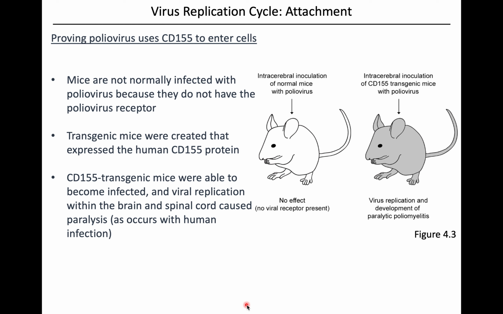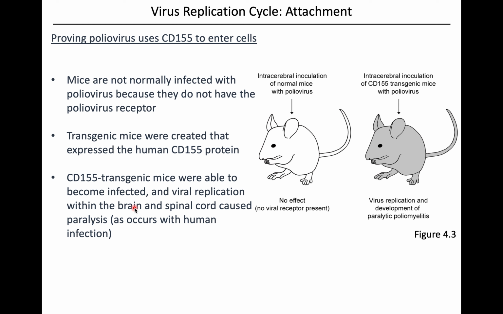So for example, mice are not normally capable of being infected with poliovirus because it's been shown that they do not contain the poliovirus receptor. They don't express that protein, and don't have it in their genome. Researchers created transgenic mice that did express that protein, called CD155, and as soon as they expressed that one single protein, all of a sudden mice were able to be infected with polio, and in fact they got symptoms that were very similar to what you would see in humans.